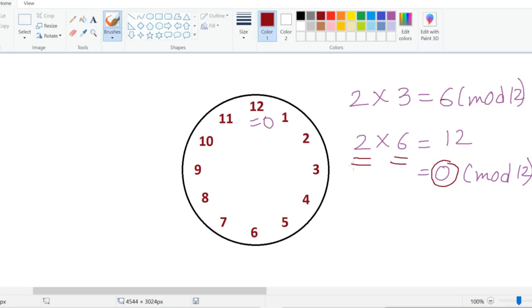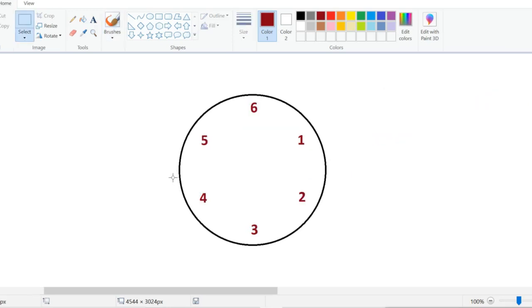Let's see an easier example. This clock is exactly the same, except here there are only 6 digits. And here our identity is 6. So 6 is basically equal to 0. This clock only has 6 hours. This group is called Z6 or group of integers modulo 6, which will contain integers from 0 up to 5. 6 will again be 0, 7 will be 1, 8 will be 2 and so on.